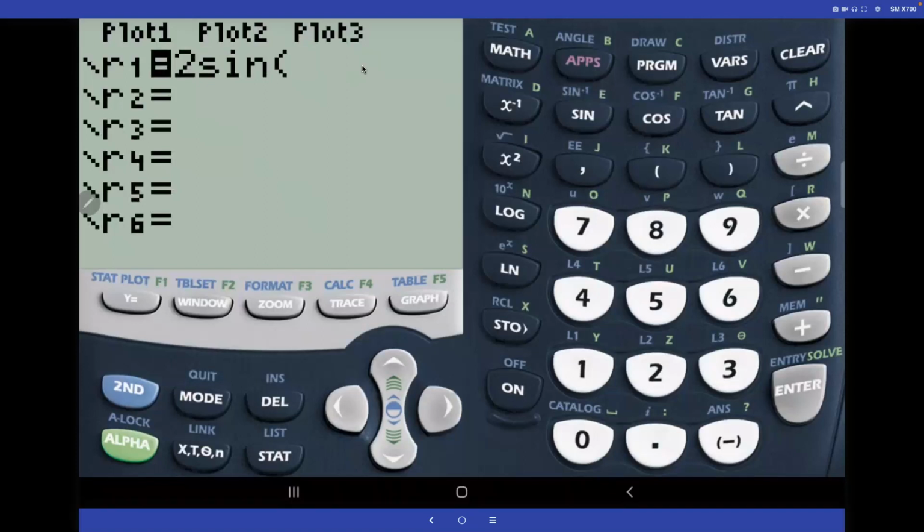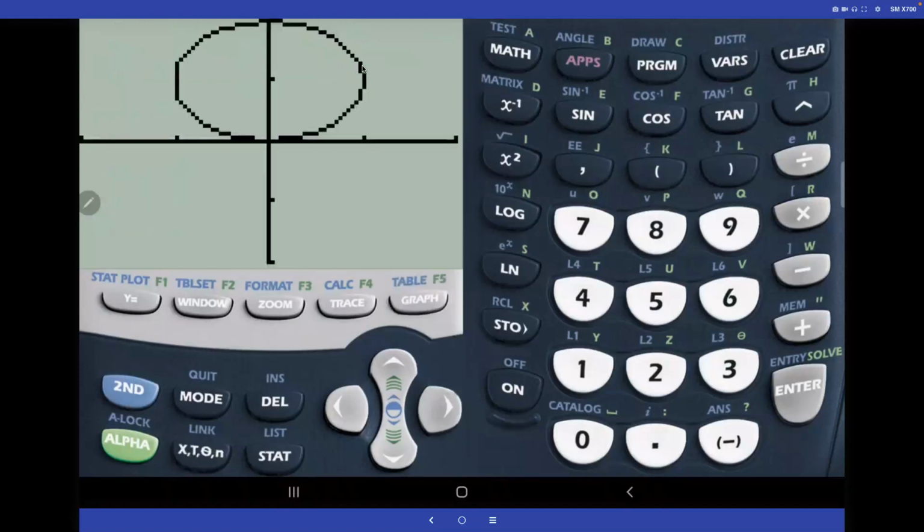And again, to get theta, all I have to do is hit that button we're used to hitting for x. Now it knows we're in polar form, so it's going to put a theta in there. I don't know what my window is. Let's just hit graph. We'll see. It's a circle. Wait a minute. It's actually a circle.